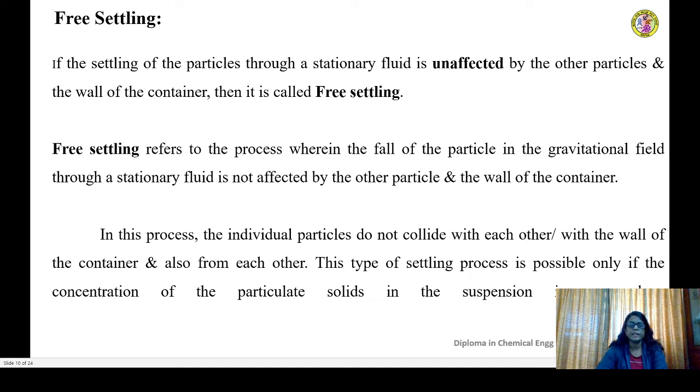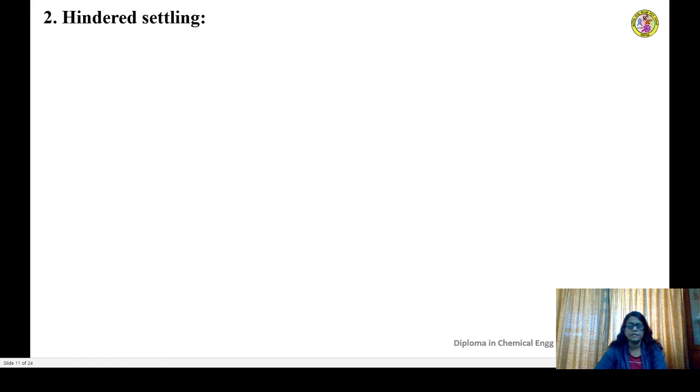Okay, so when the physical interaction between the particles and the wall is not taking place, that kind of situation can only be achieved when the distance between the settling particles, and between the wall and the particles, is large. You can expect the distance between the particles and the wall of the container to be large only when the amount of solids present in the given suspension is less. So free settling is that process that we can expect to occur in a settling process where the concentration of the solids in the given suspension is low. So that is all about the free settling process.